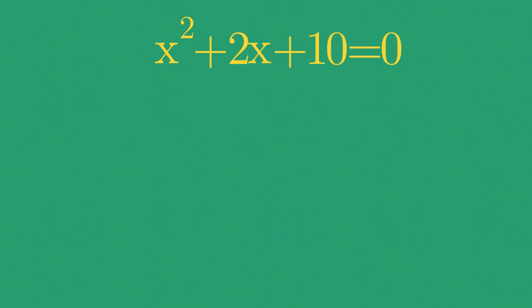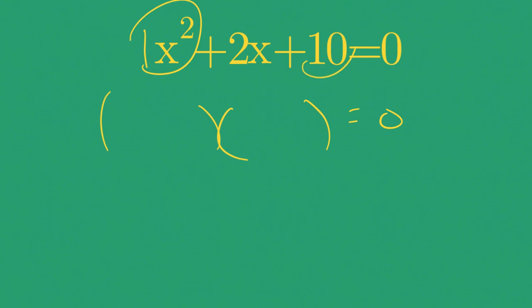You've got a 1 right here. You've got a 2 and a 10. GCF will never be larger than the smallest number. What's the smallest number? 1. There's no GCF here that's worth anything. You've got an x only in 2 terms. There is no GCF here, so we would continue with first term, last sign.